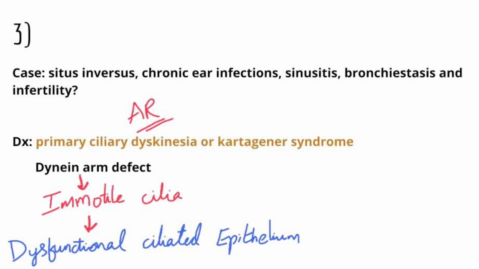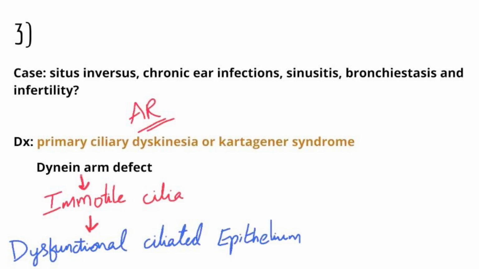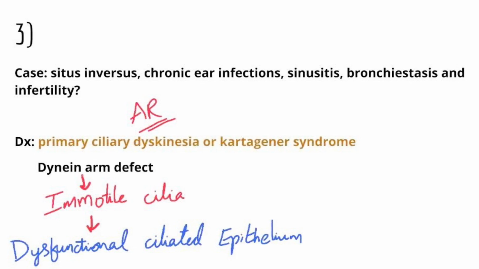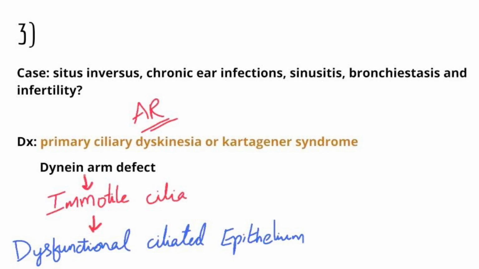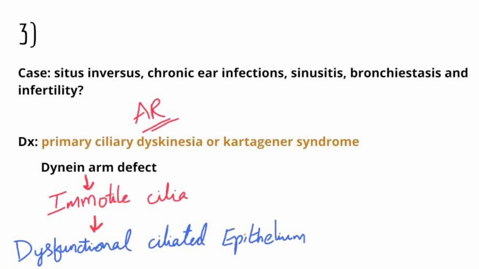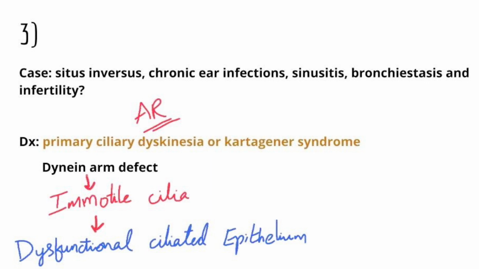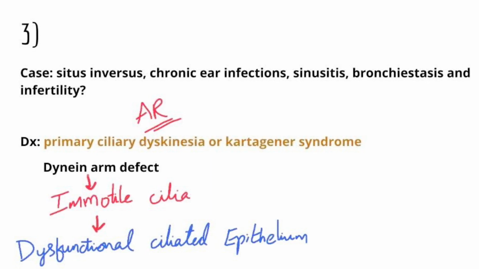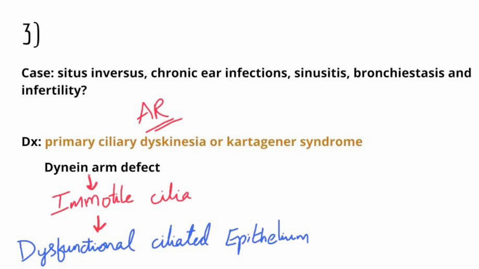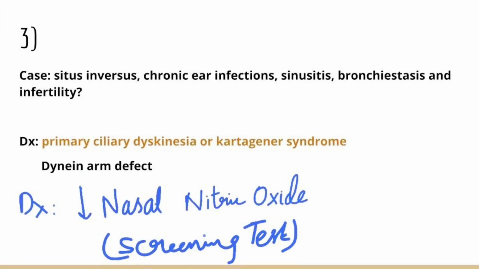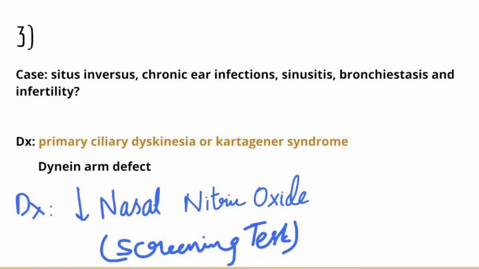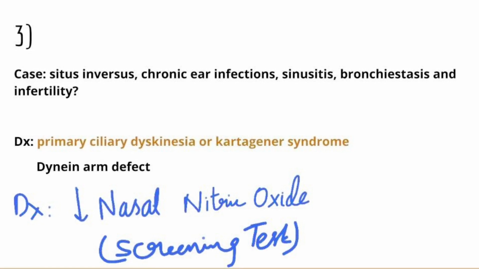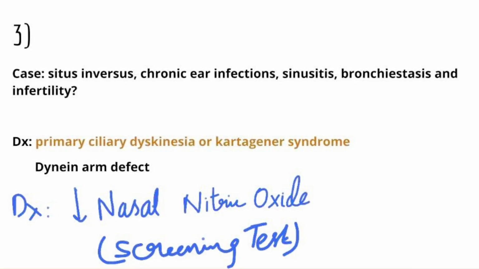Bronchiectasis is also due to the impaired ciliary clearance of debris or pathogens in the lungs, and there will be infertility because the risk of ectopic pregnancy increases due to dysfunctional fallopian tube cilia, and there will be immotile spermatozoa which leads to infertility. Nasal nitric oxide test is used as a screening test. If there is a decrease in nasal nitric oxide, then it is positive for primary ciliary dyskinesia or Kartagener syndrome.